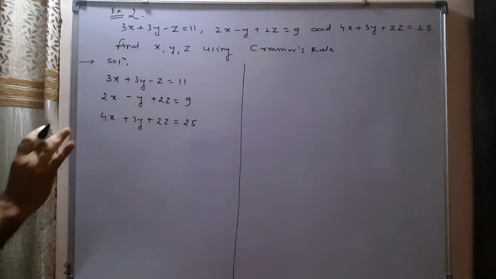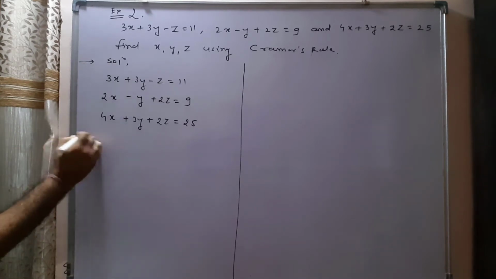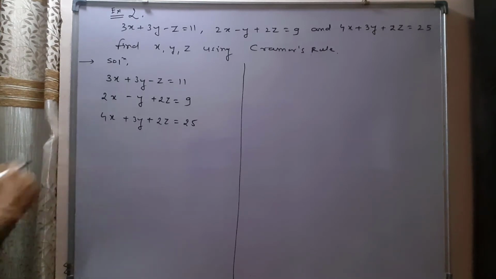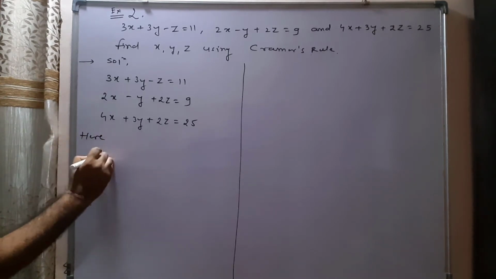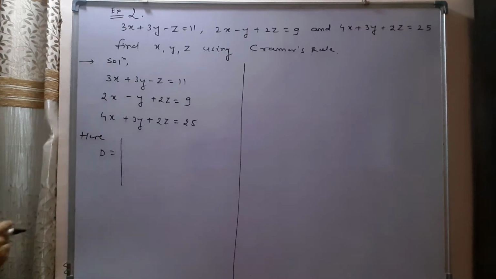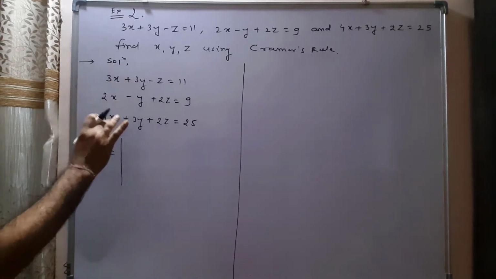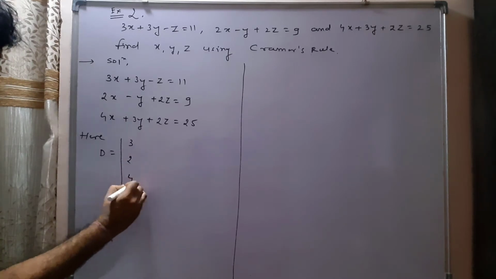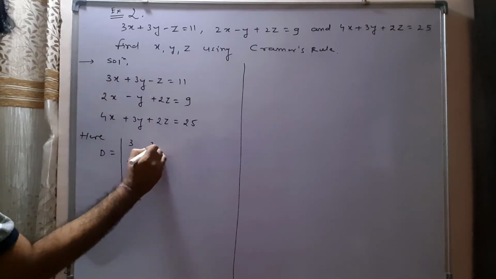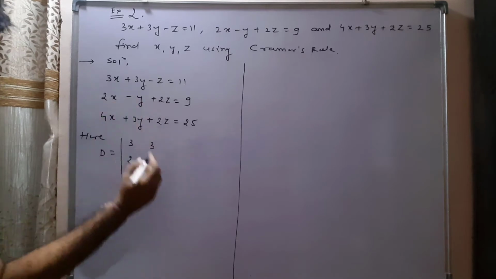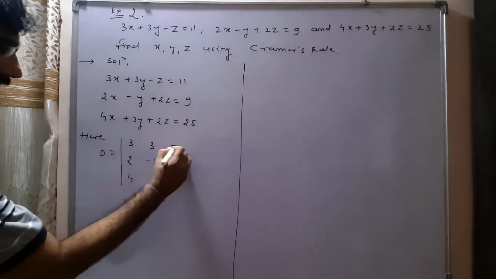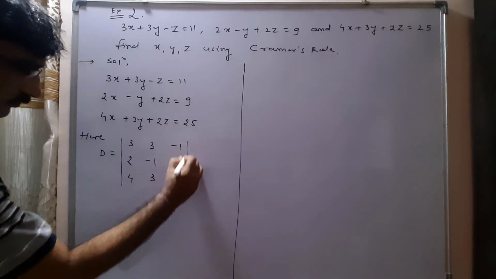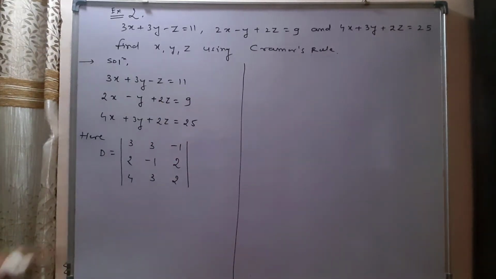So here first we have to form our D. So here D is nothing but the determinant of coefficient of x, y and z. So 3, 2, 4, then 3, minus 1 and 3. Here minus 1, 2 and 2. This is the first determinant D.